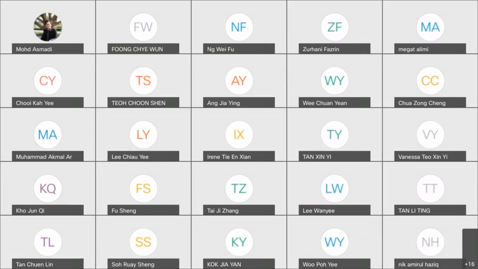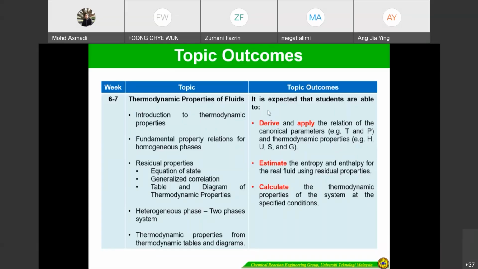Wait, I pause first. After we deal with the residual properties, how to determine the residual properties by using equation of state, generalized correlation, and also from the tables and diagrams. But mostly we use the equations, whether generalized correlation or equation of state, because we have very limited tables and diagrams of this data. That's why we need all these equations for the calculation of the residual properties, similar to chapter 3, right? It's very limited data for the calculation of the thermodynamic properties.